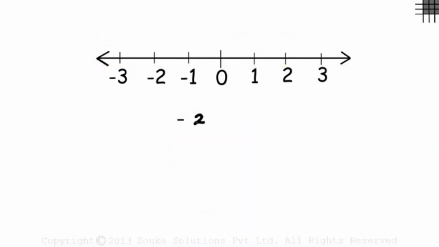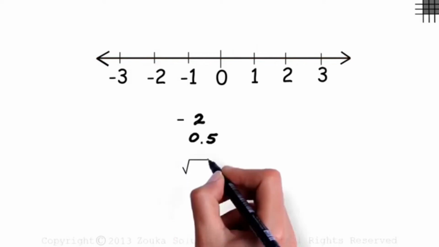Let's take an example. -2. Yes, this is a real number. It is here. So, -2 is a real number. How about 0.5? Yes, this is not an integer but it can be plotted. It can be somewhere here. How about the square root of 2?